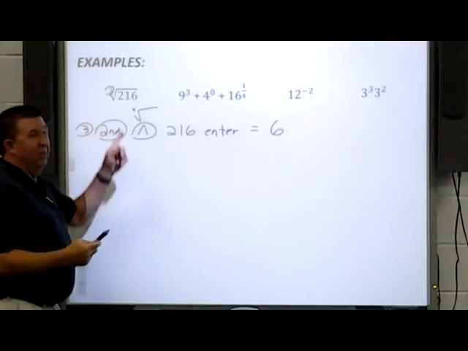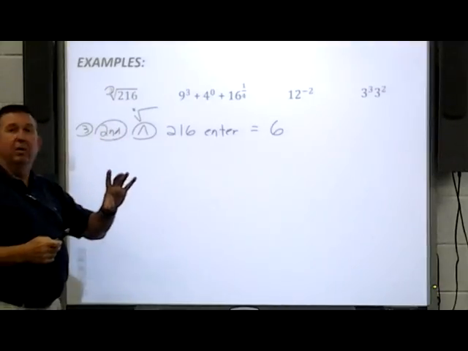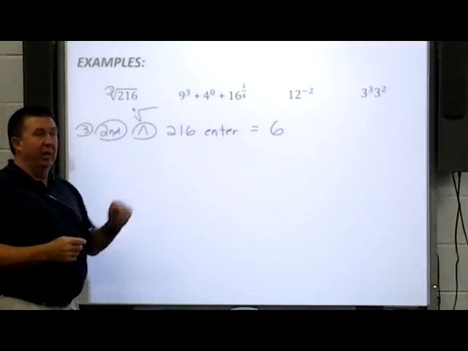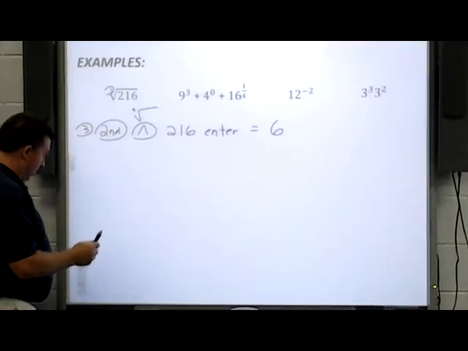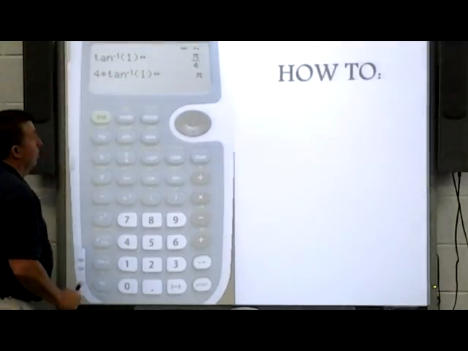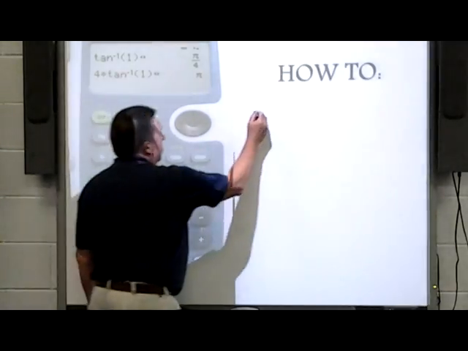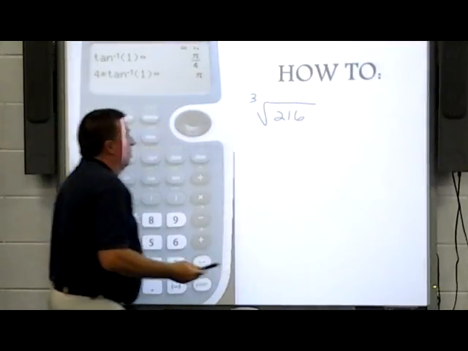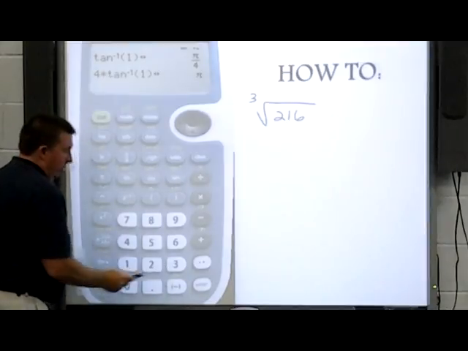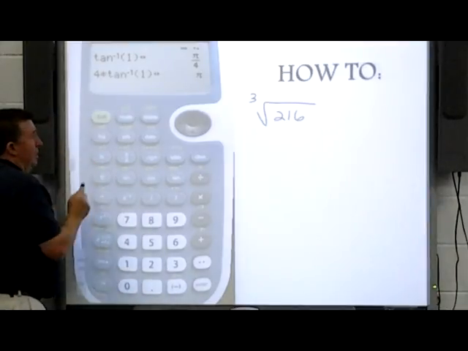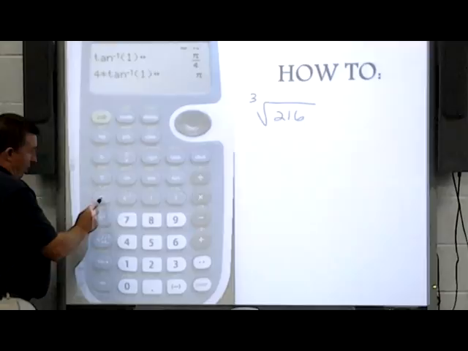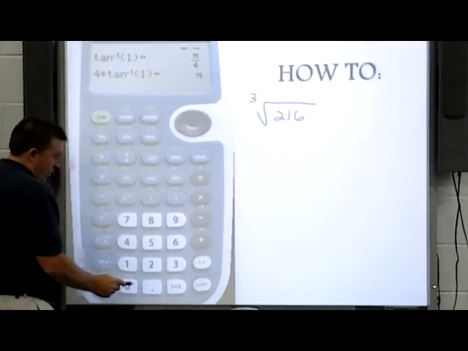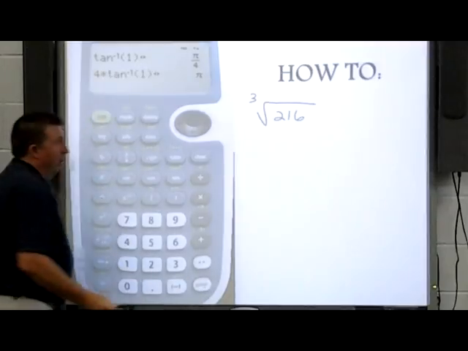Also, you can find these specific directions like you have the Texas Instrument booklet that goes with your calculators. It's on page 16 and 17 in that Texas Instrument book. So again, if I'm doing this cube root of 216, I'm going to hit the 3, I'm going to hit the second button, I'm going to hit this upside down V button, I'm going to go 2, 1, 6, enter, and it's going to give me the answer.